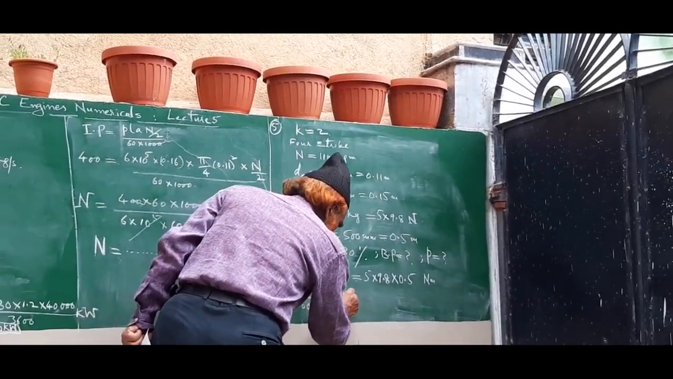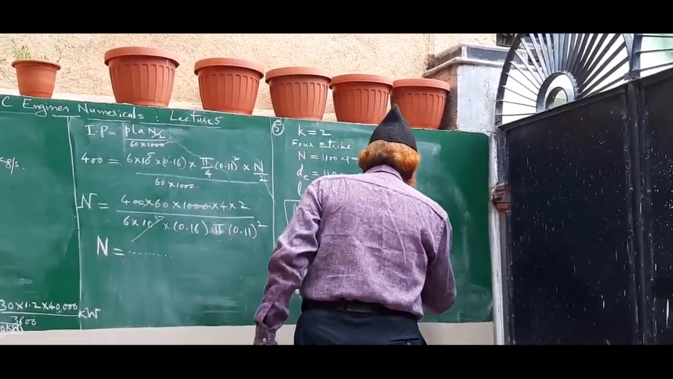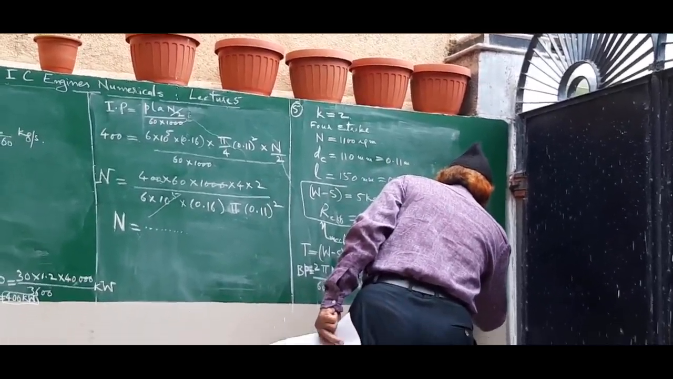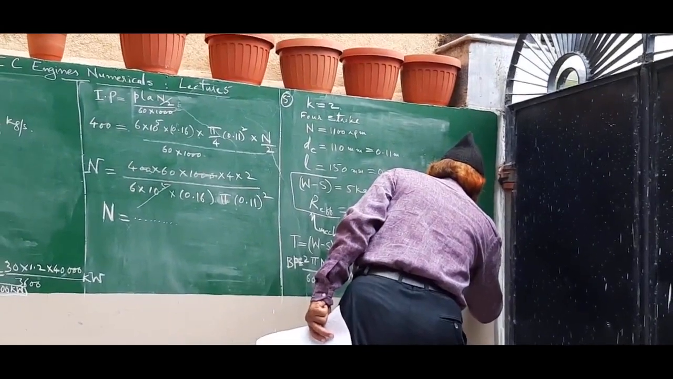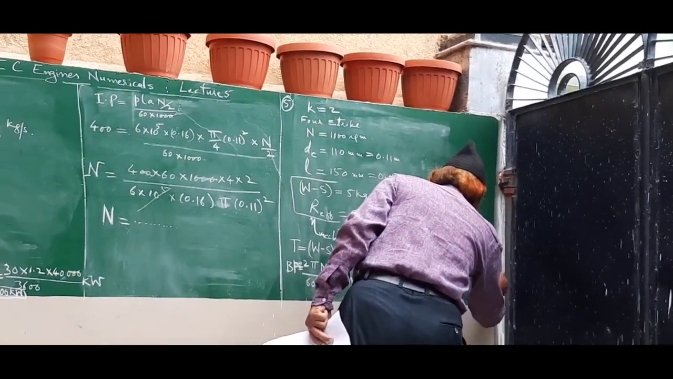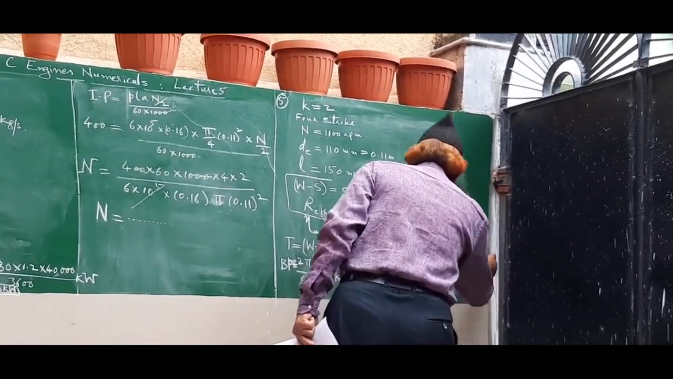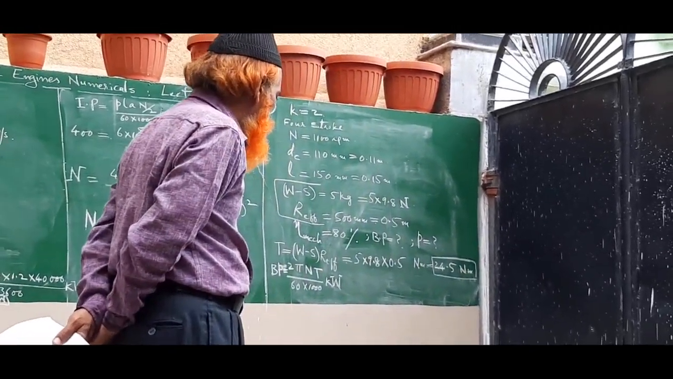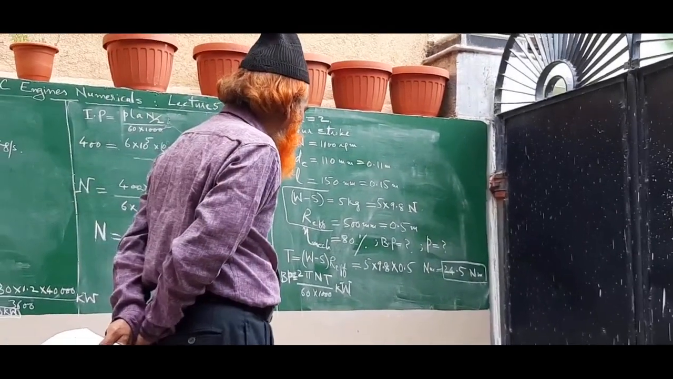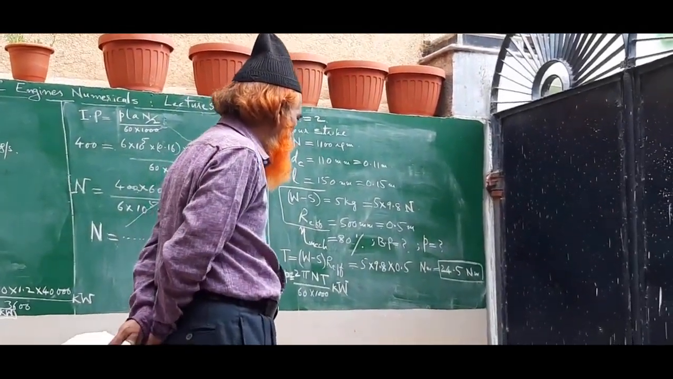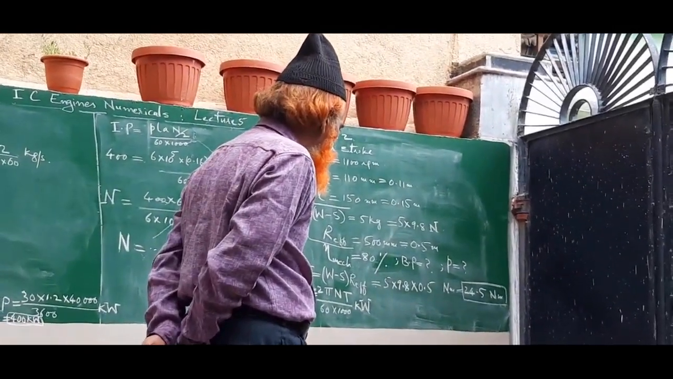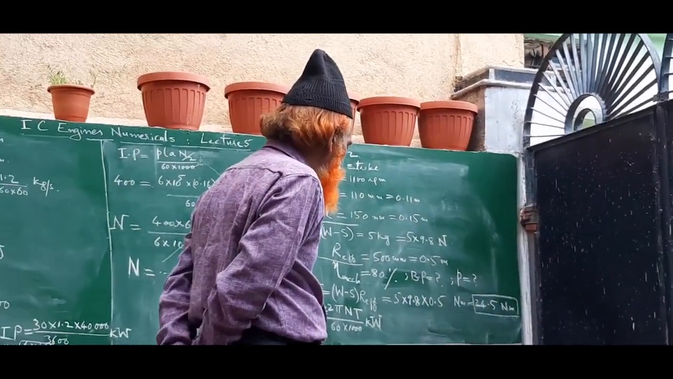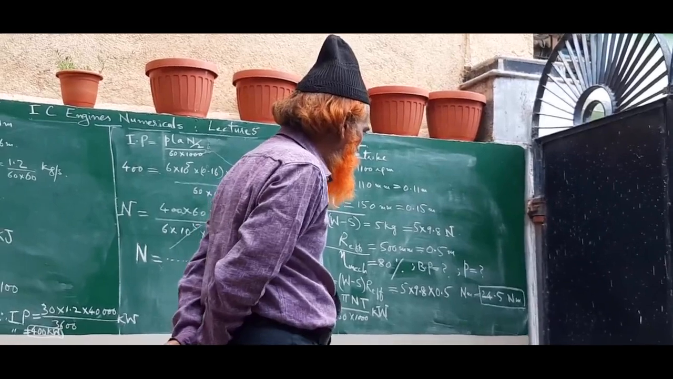24.5. And this you got how much? 24.5 Newton meter. This is what you got, the torque. Okay, 24.5. No, you have made a mistake.